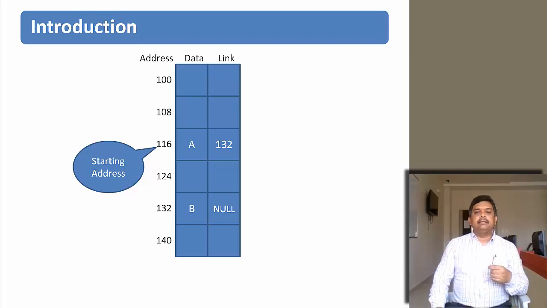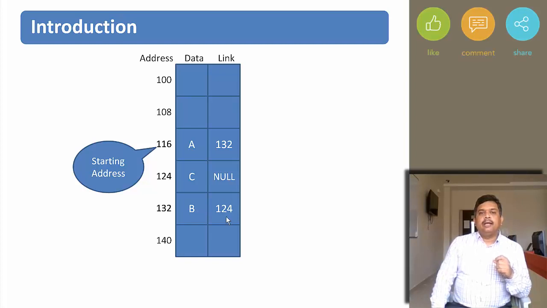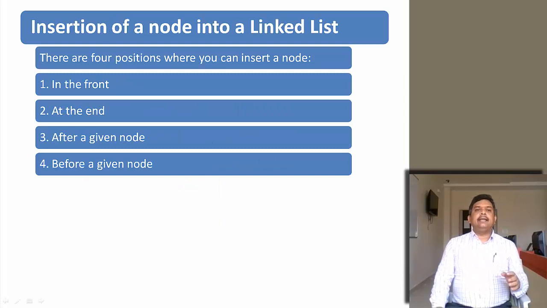When I kept my third element, let us say I kept it at location 124, so the data kept is C and its link is null. Now you can see for the element B, the link becomes 124. I will start with A, go to 132, at 132 I will find the data B and go to 124, and at 124 I will find the data C and the next is null. In this way I am going to add elements in a linked list. So basically I can do insertion at these locations.